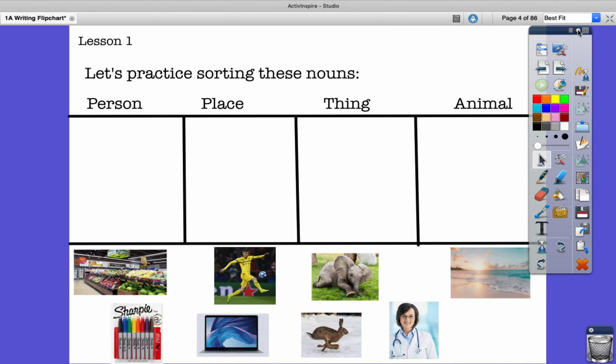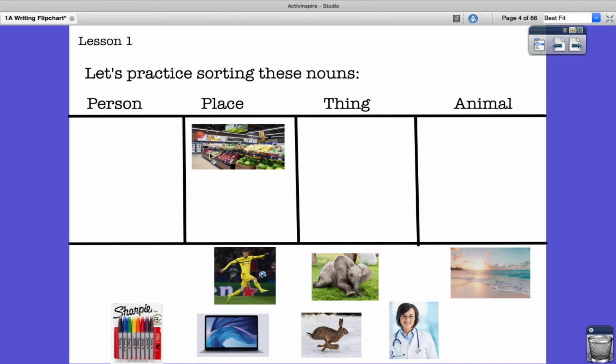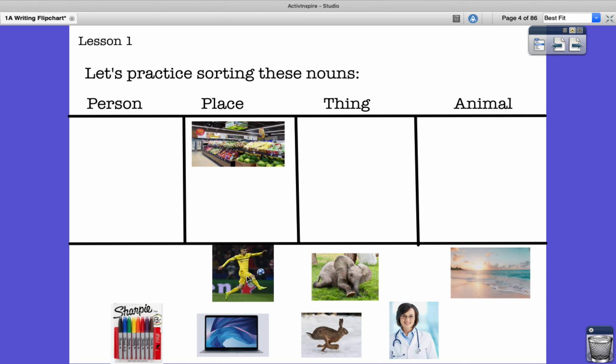So if we were to practice sorting these nouns into person, place, thing, and animal. So our first picture here, this is a supermarket or a grocery store. So can you visit a supermarket or grocery store? Yes, you can. So we would put this into place. Next, who is this? This is a soccer player. A soccer player is a person.